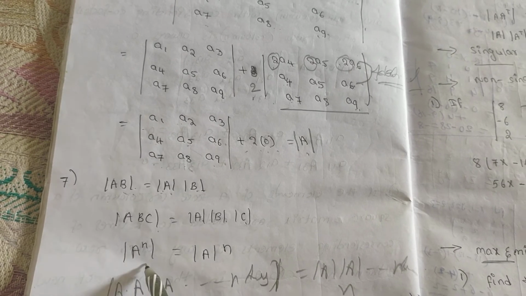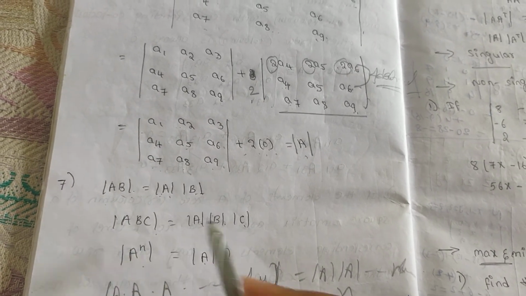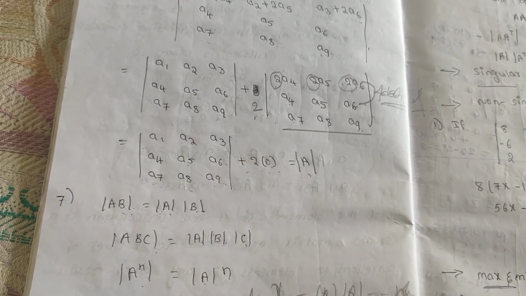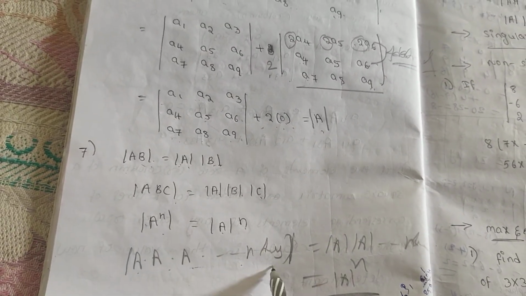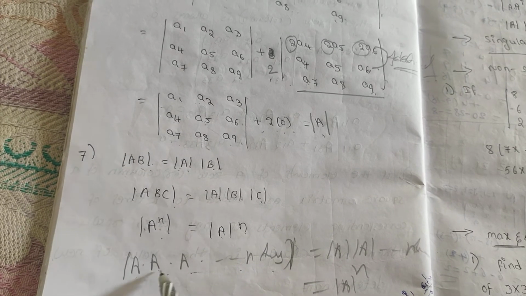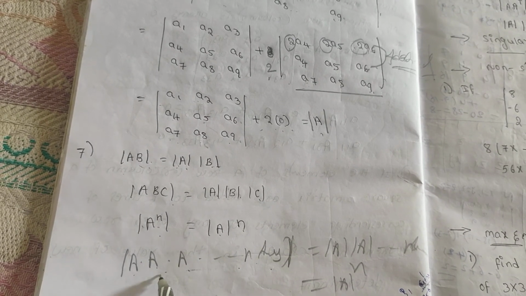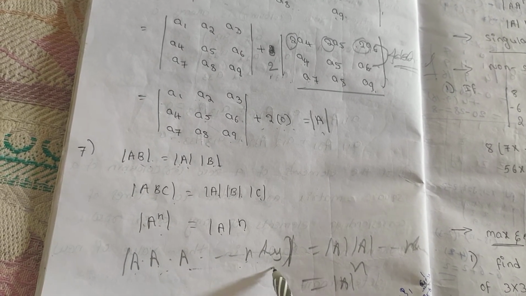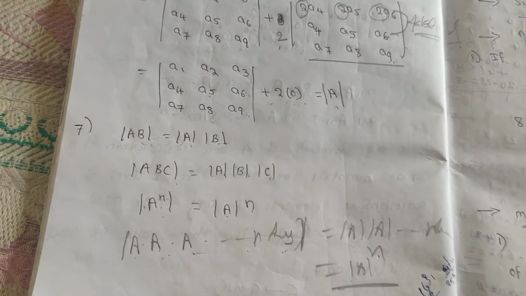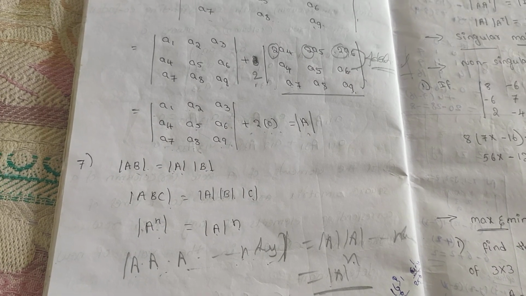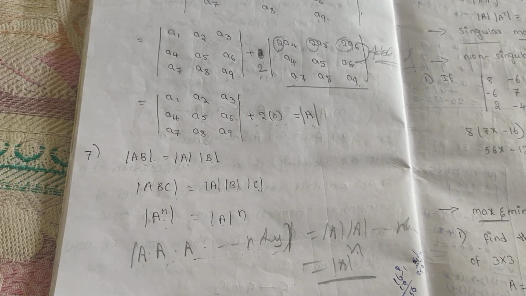Determinant of A power n is equal to det A whole power n. How? Determinant of A power n means you have A into A into A up to n times. That is nothing but det A into det A into det A up to n times, which means det A whole power n. So these are the properties, very important. You just remember. All these are very useful to do the problems. So tomorrow we will discuss the problems.